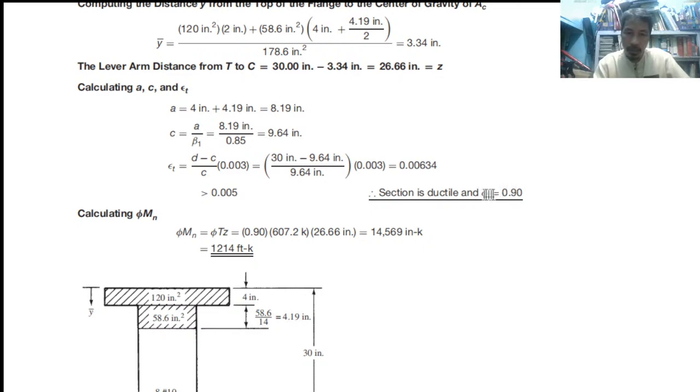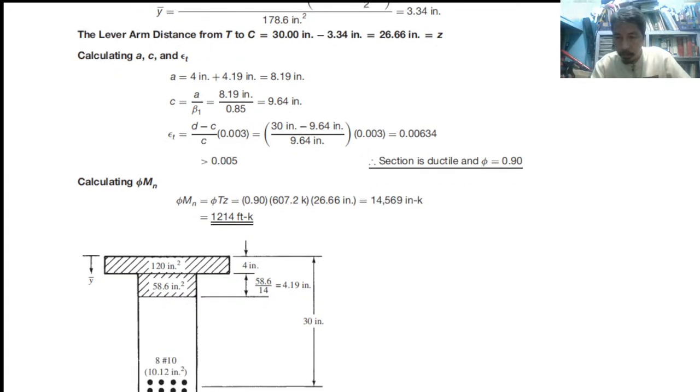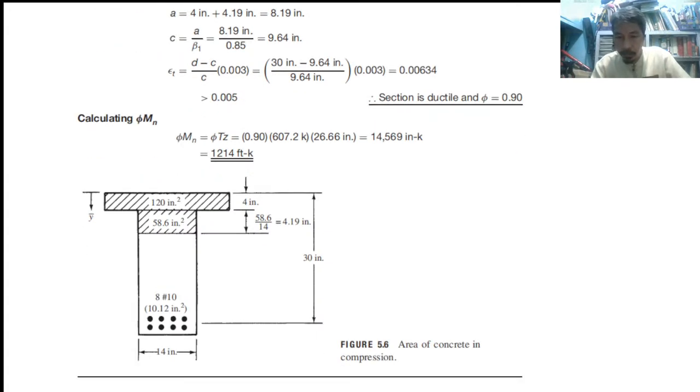Therefore, phi is equal to 0.9. So, therefore, use 0.9 and use the lever arm. Here, therefore, you have this value divided by 12. The value is 1,214. Okay? Do we follow? Do we follow?